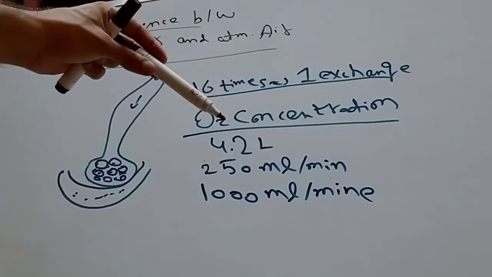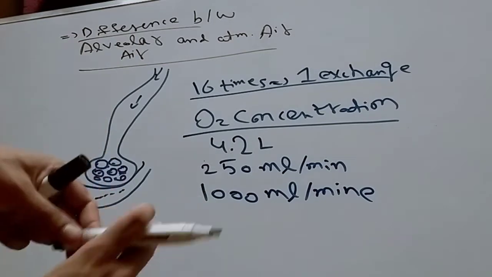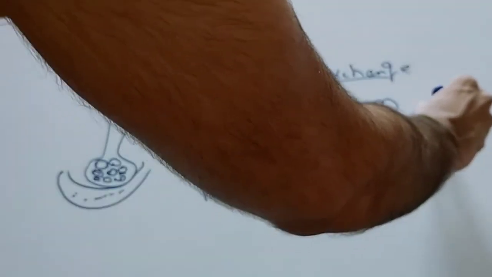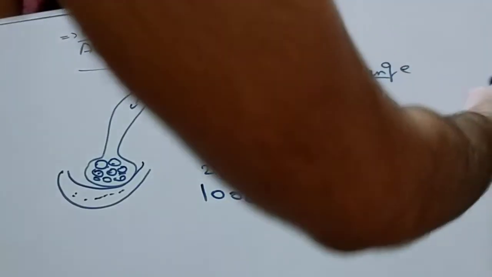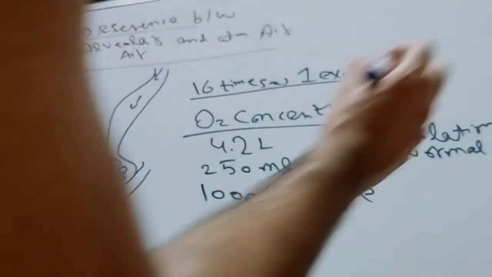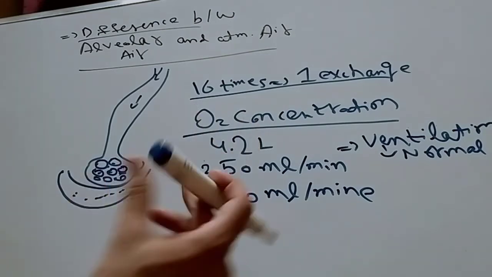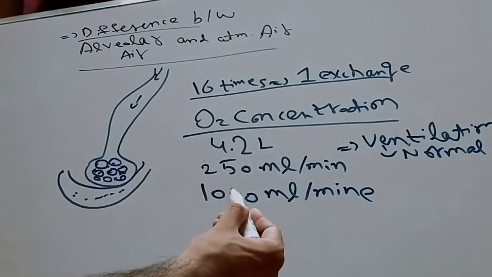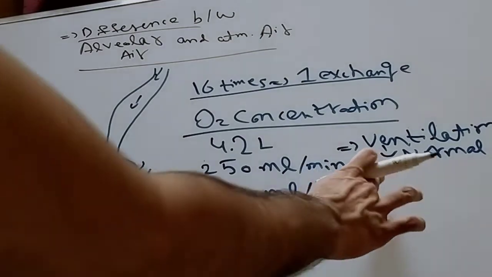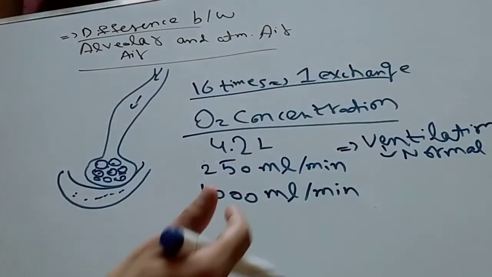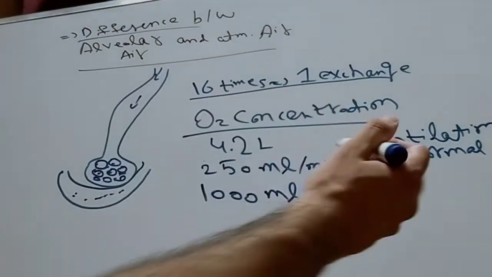At that time the rate of breathing would also be normal. So ventilation would be normal, or you can say ventilation would be slow as compared to the exercise state. So what happens during exercise? 1000 milliliter of oxygen per minute gets exchanged, which means that the rate of breathing would be more and the ventilation would be more as compared to normal circumstances.